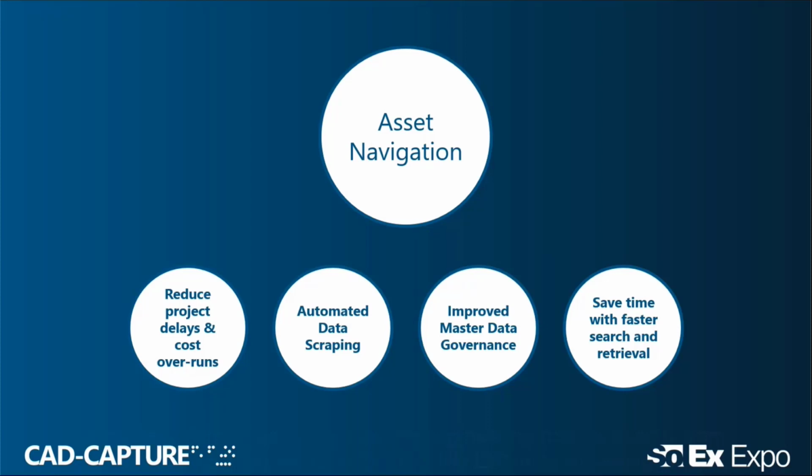So all of that information is kept up to date and managed ongoing, rather than the traditional data scrape, which is really a snapshot in time. People can only use that for a certain length of time before it becomes out of date, and their confidence in it is no longer significant enough for it to be of any real use. Improved master data governance is another benefit that asset navigation delivers.